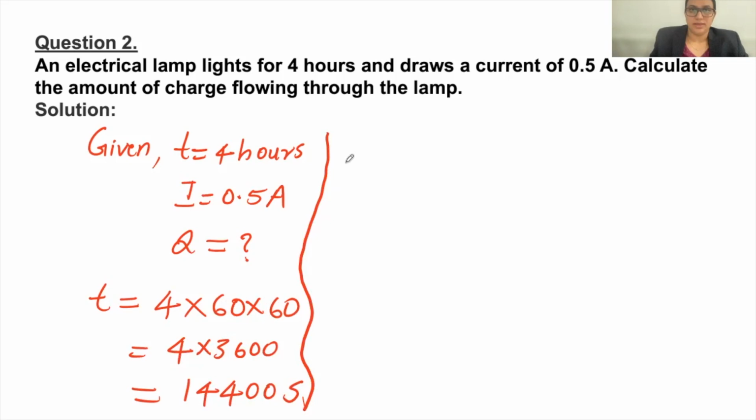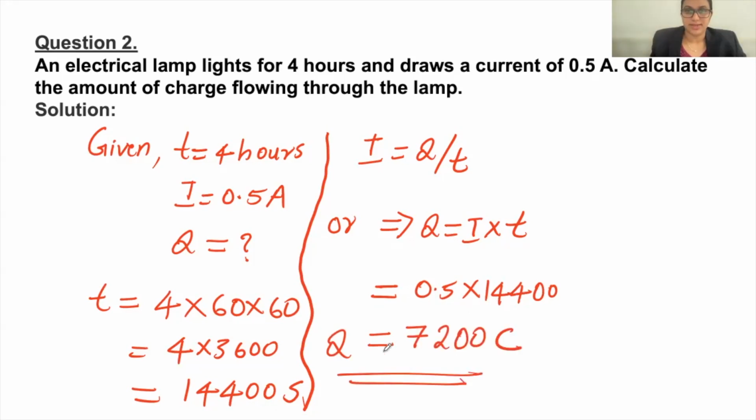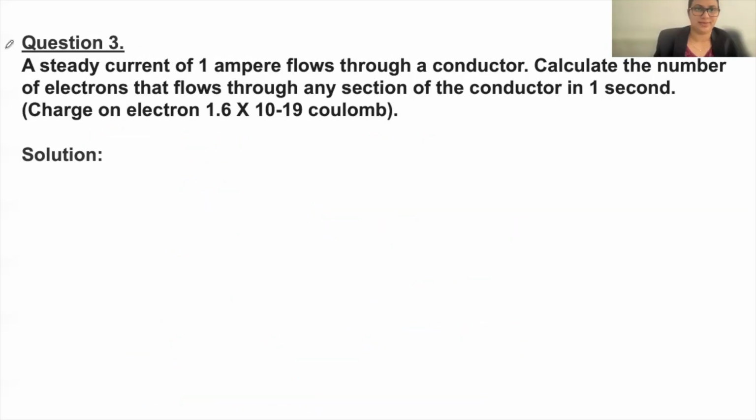Okay. Next, we have the equation for current. Current is nothing but the rate of flow of charge. From this equation, we can calculate Q is equal to I times T, which is equal to 0.5 times 14,400. The final answer is 7,200 coulomb.